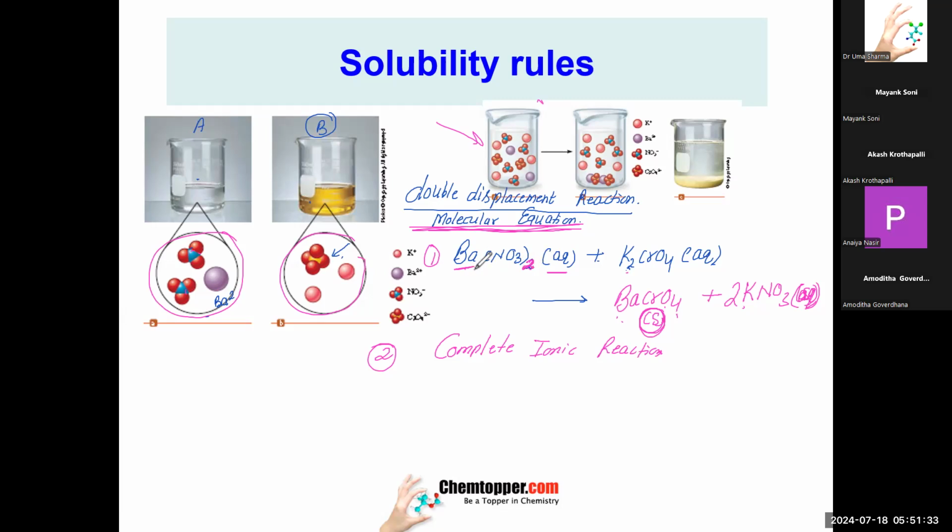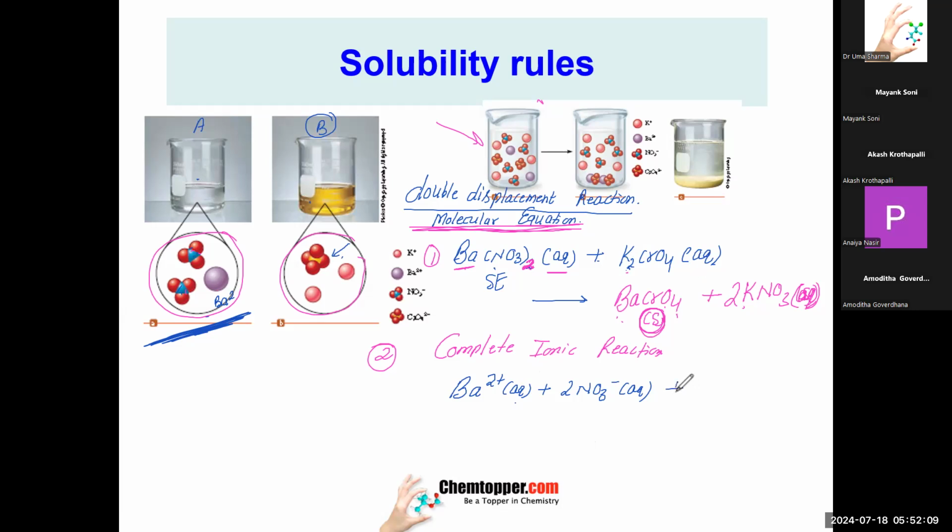Like this is 2, this is 1. So barium nitrate will dissociate completely like this, to give you barium 2 plus aqueous plus how many nitrates? Check. 2NO3 minus aqueous. That's the 100% dissociation of this strong electrolyte. It's a strong electrolyte.